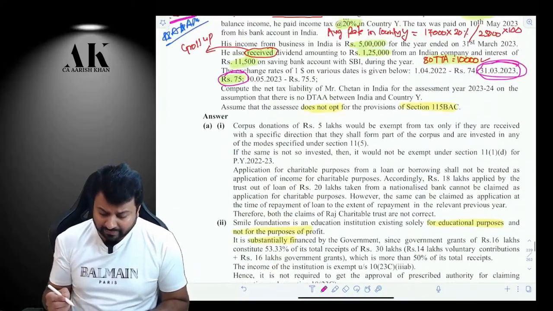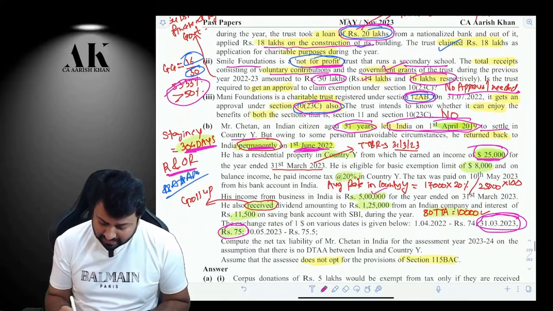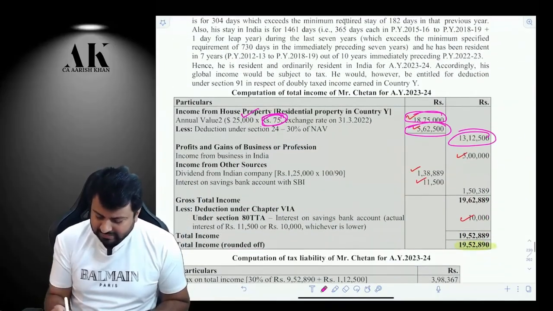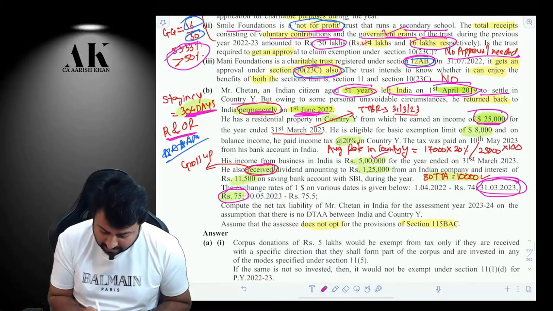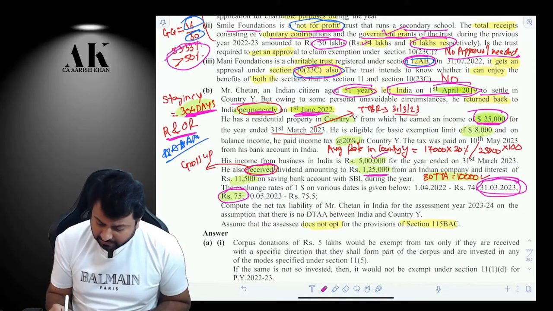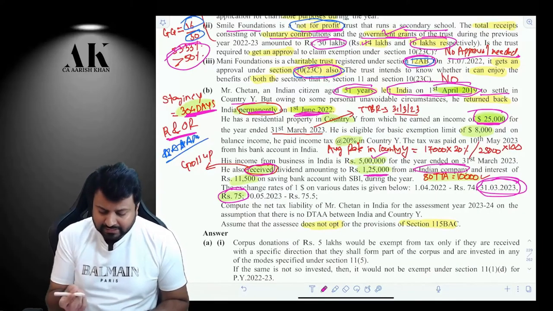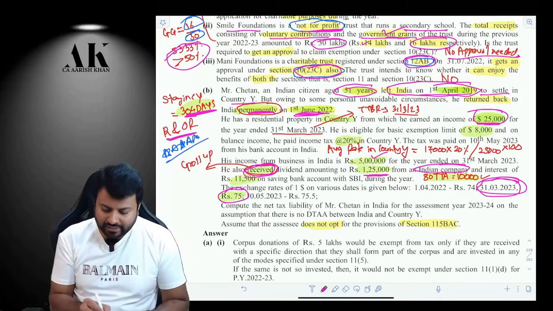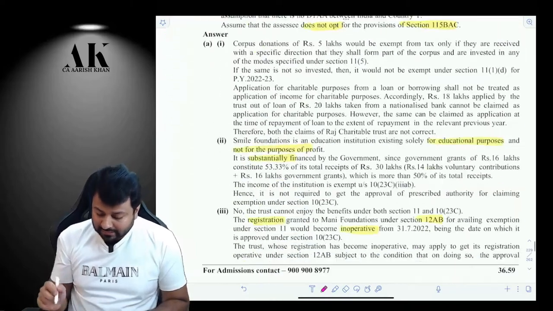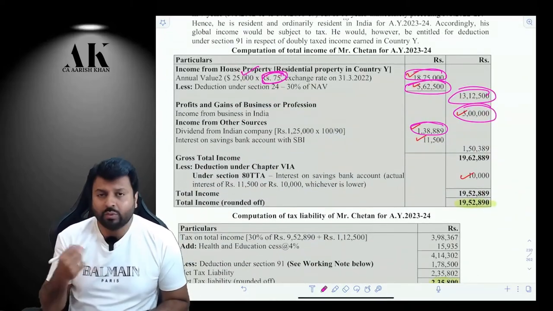Okay. Now, apart from that, he is also earning some business income from India. That is 5 lakh rupees. So, if the business income is earned from India, that will be directly taxable. Apart from that, he is also receiving some dividend of 1,25,000 from an Indian company. If an Indian company is giving you dividend, then the Indian company would have deducted TDS. So, you have to gross it up. This has to be grossed up because this is the amount received, 1,38,889.